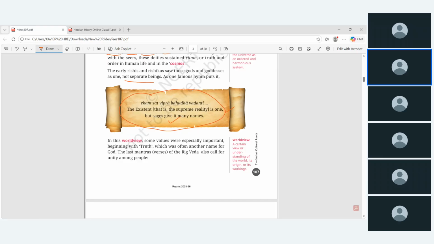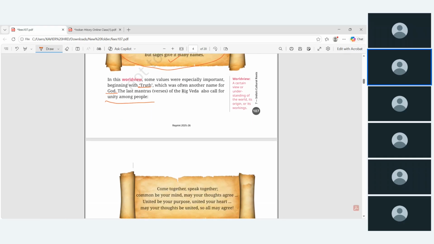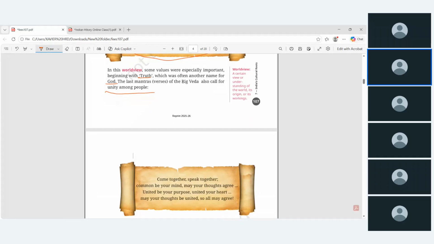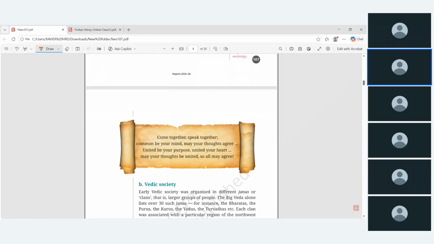In this worldview, some values were especially important, beginning with the truth, which was often another name for God. The last mantras, the verses of the Rig Veda, also call for unity among the people. Okay, and these are the common statements. The purpose, or what message it gives to the human being, is that God is one, and another one, it seeks unity among the people. Okay, this is what it talks about here.